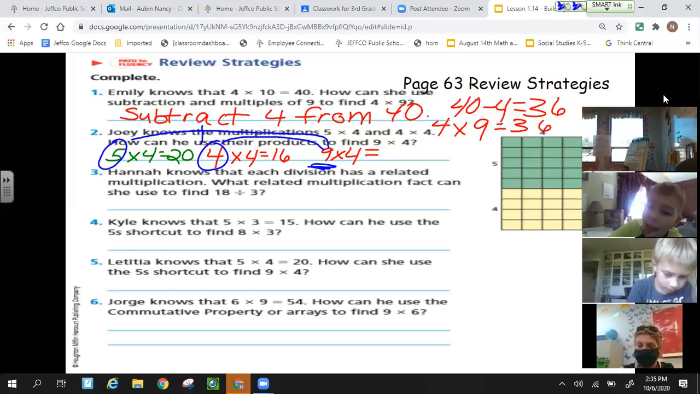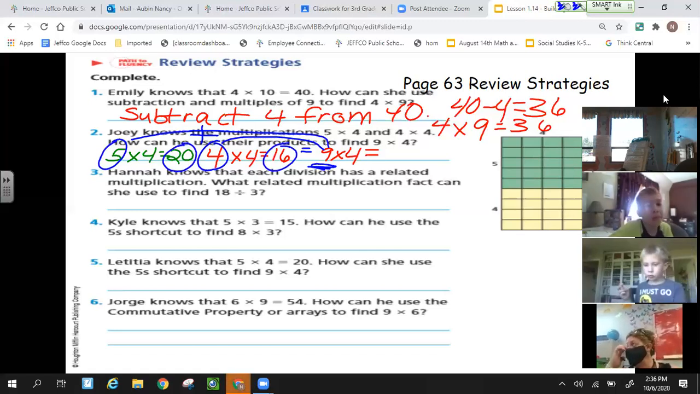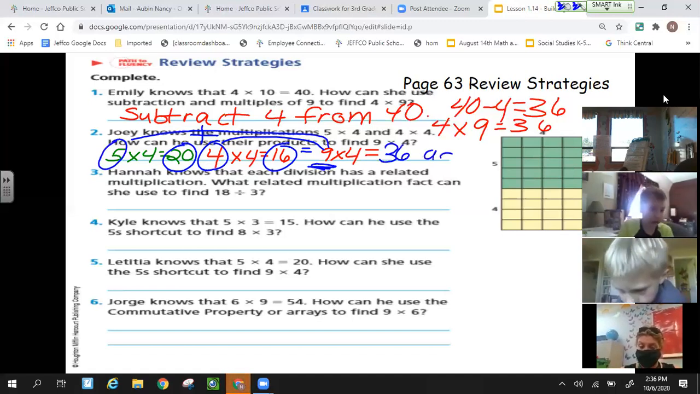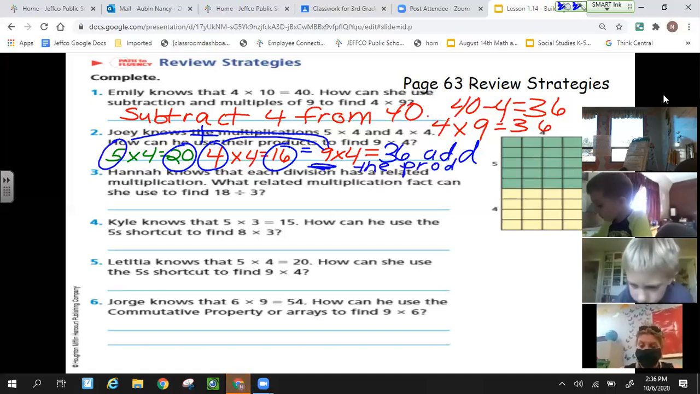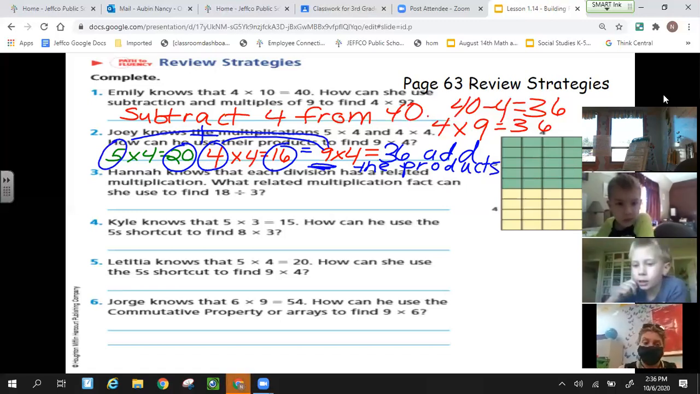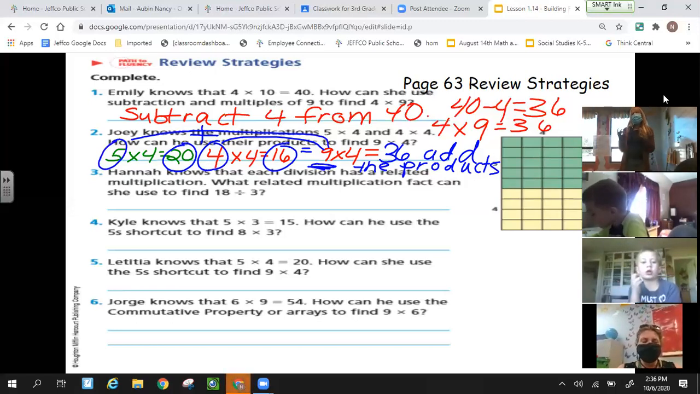If 5 plus 4 equals 9, then 20 plus 16 will be 9 times 4, because we have 5 groups of 4 and 4 groups of 4. Adding them up would equal 36. So you add the two products. Why do we add the products? Because the two first factors equal 9 if you add them. So you can just break it apart. 9 times 4 is really the same as 5 times 4 plus 4 times 4.